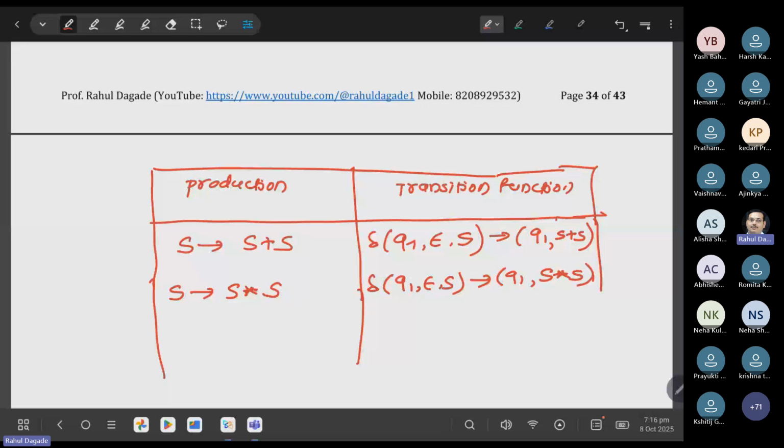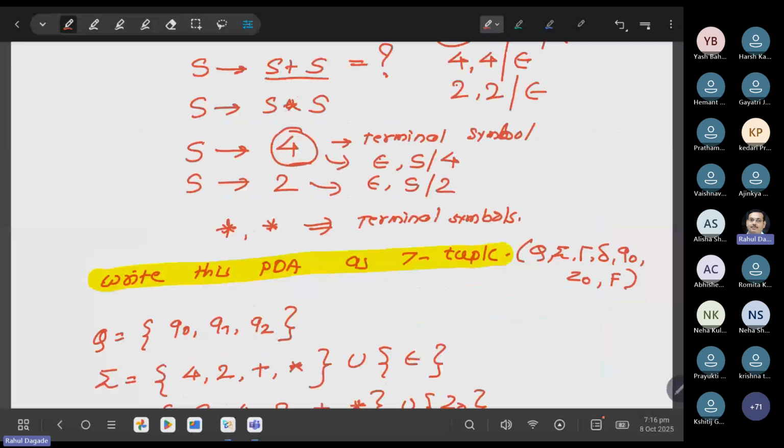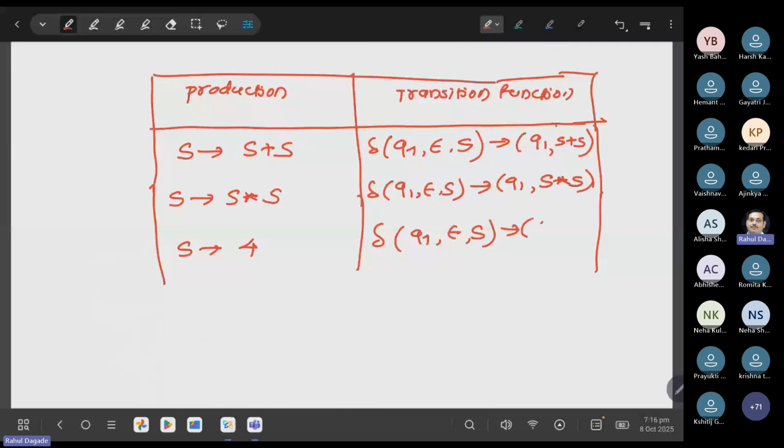We have one more production. See here, the production is S gives 4 and S gives 2. S gives 4. For that we have added the transition function delta Q1, null, S gives Q1, 4 on stack. And for S gives 2, we have added this transition function delta Q1, null is the input, S is on stack, then Q1, 2. Okay.